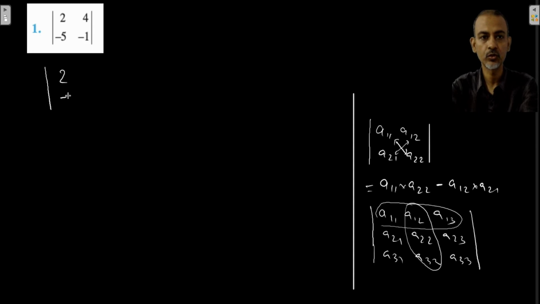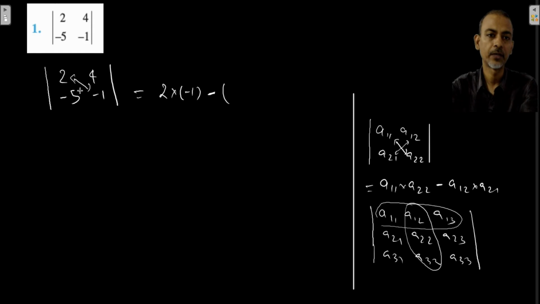You have been given 2, minus 5, 4 and minus 1, and you are asked to evaluate the value of this determinant. All you have to do is, first multiply 2 to minus 1, and then subtract the product of 4 and minus 5, right? So what you will get is minus 2, and this will be plus 20. So you will get the answer 18. Alright, so this is a simple exercise. First one we are done with.